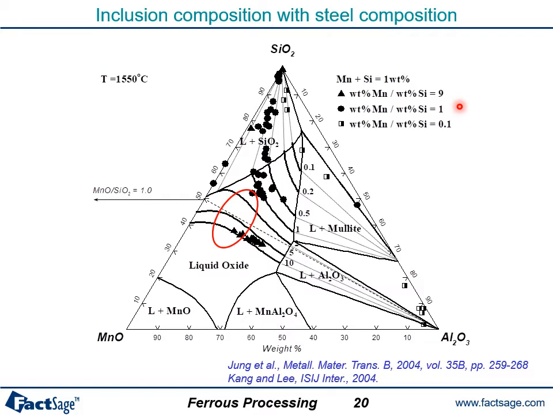Once we get it, we superimpose the result from the equilibrium calculation onto the phase diagram, and then draw this kind of line to show the trajectory of the inclusion depending on the Mn and Si ratio, with the increasing aluminum concentration in the steel. So we want to do this kind of calculation in this example.